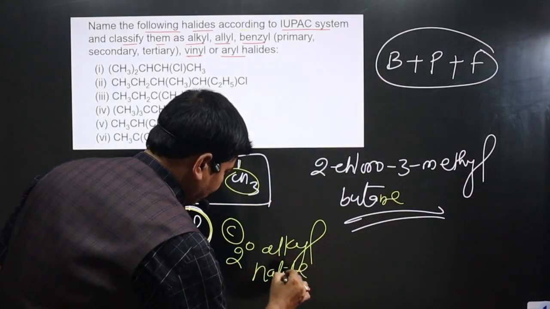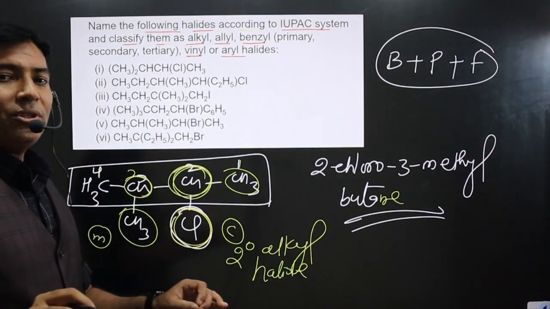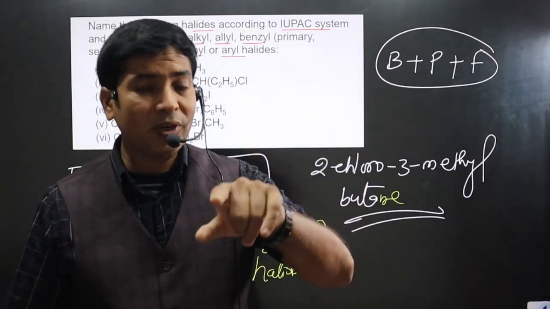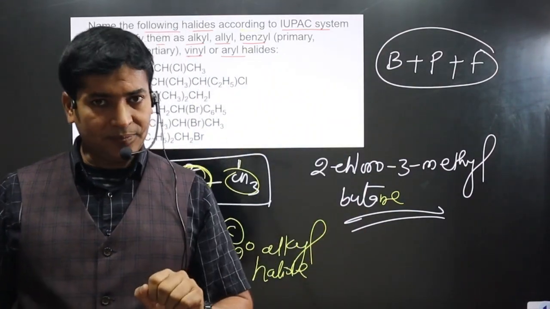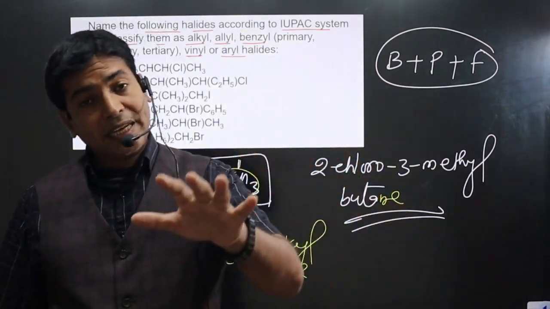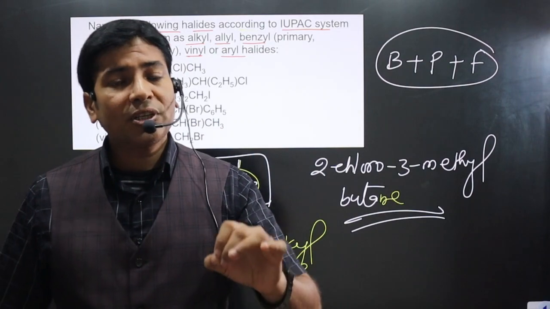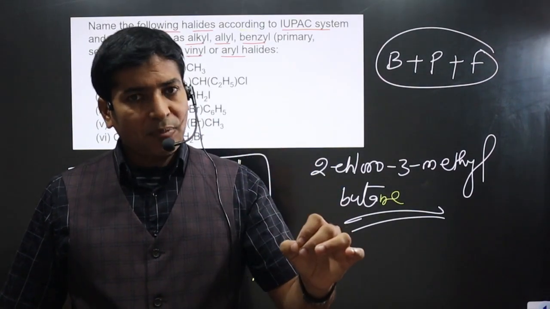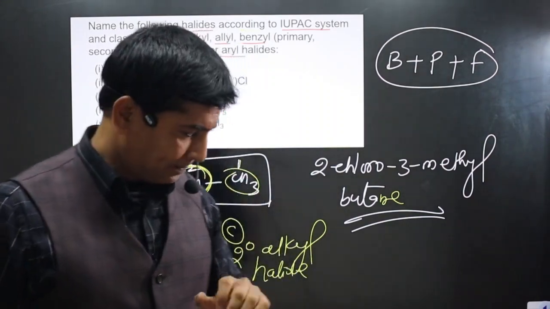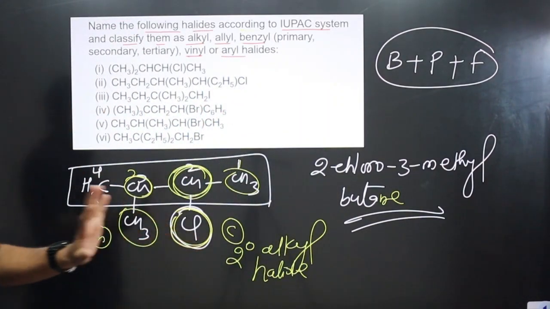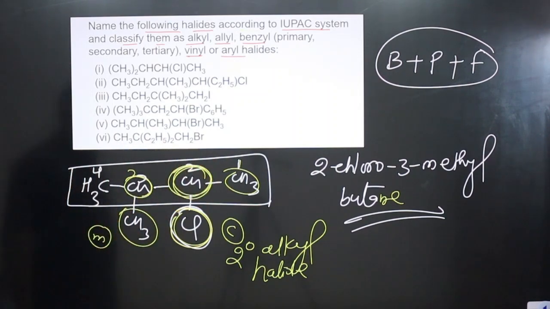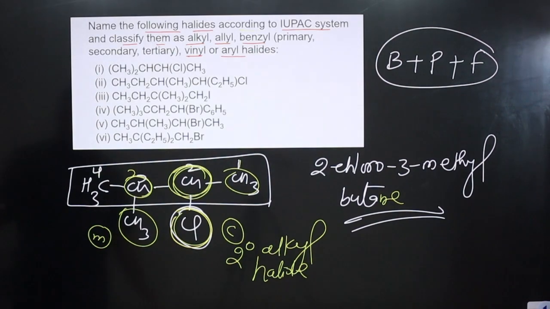Okay. If the halogen is attached to a carbon which is connected to only one carbon, it is a primary alkyl halide. Halogen attached to a carbon which is connected to two other carbons, secondary alkyl halide. And halogen attached to a carbon which is connected to 3 other carbons, it is a tertiary alkyl halide. Okay, so we got a secondary alkyl halide because the halogen is attached to a carbon which is connected to 2 other carbons. Okay, now move on to the next one.